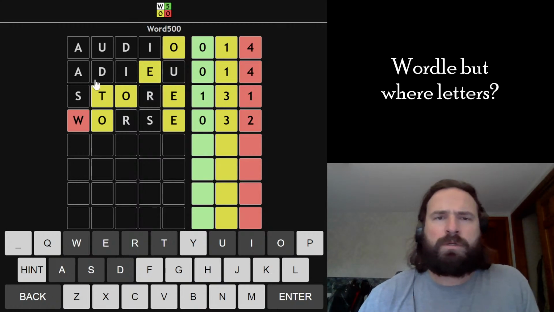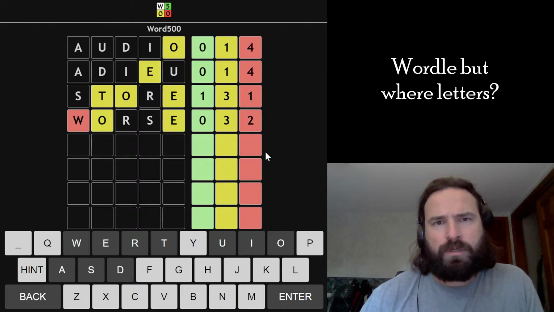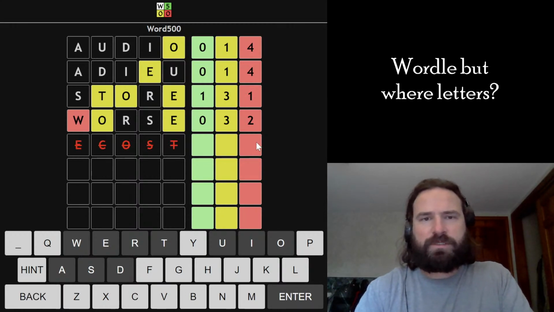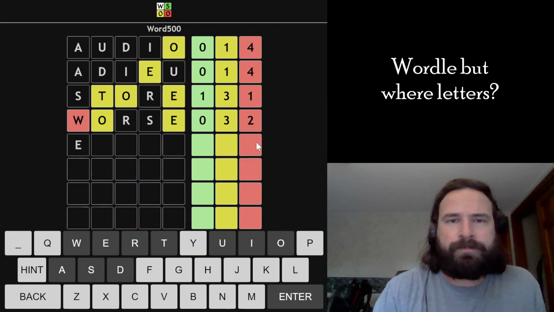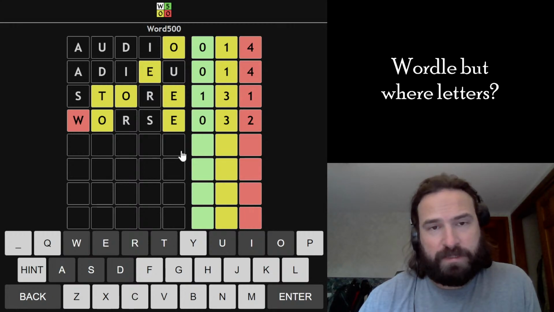Interesting. So, which letter can I make green? I'm sort of wondering. Is E-cost a word? Sounds like some sort of internet money term. I don't know, I'm making stuff up. Yeah, what is going to be my green is really what I'm asking myself here.